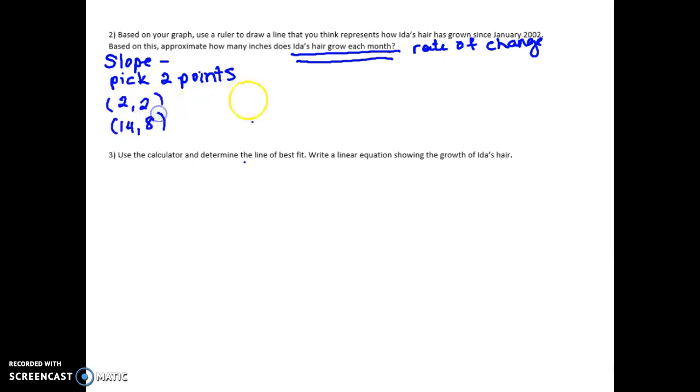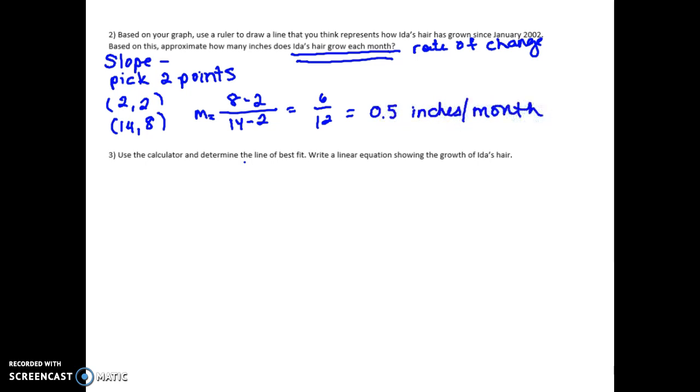When I did that, I've got 8 minus 2. I'm getting my slope. Remember, y2 minus y1 over x2 minus x1. So it's going to be 8 minus 2 over 14 minus 2, so 6/12. So it's going to be about 0.5 inches per month. That's important.